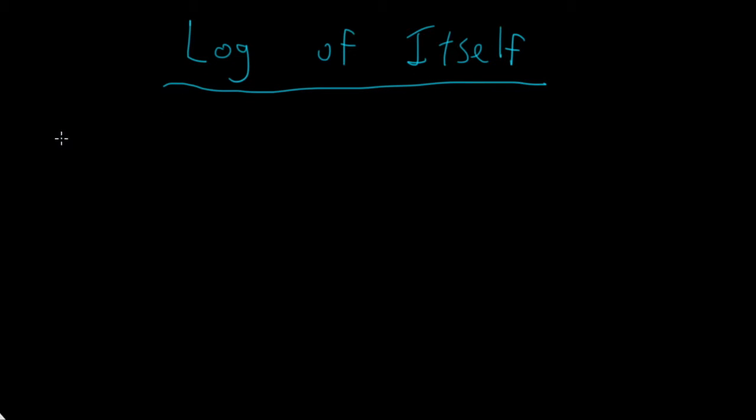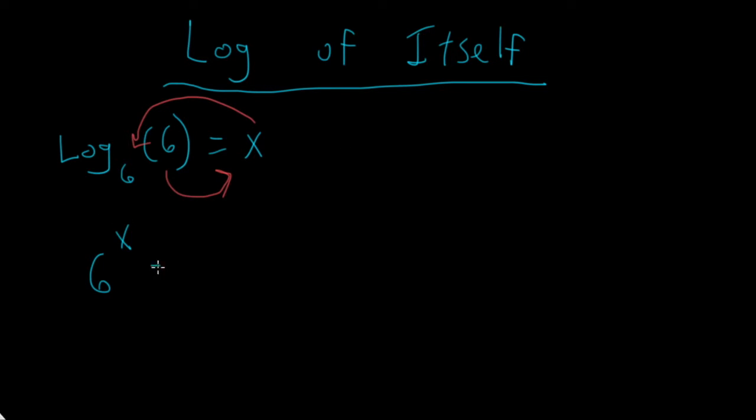The next thing we talk about is a log of itself. Say we have log base 6 of 6. So we have matching numbers here. It's equal to x. All right, so what happens in this instance? We have 6 to the x is equal to 6.